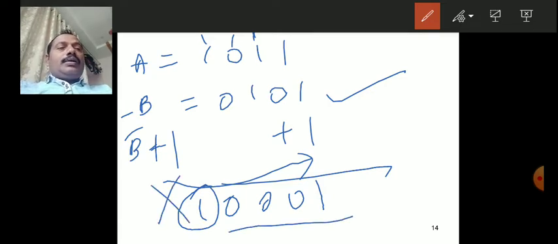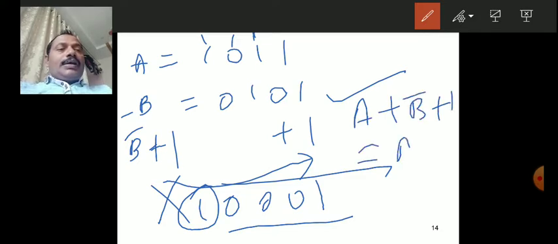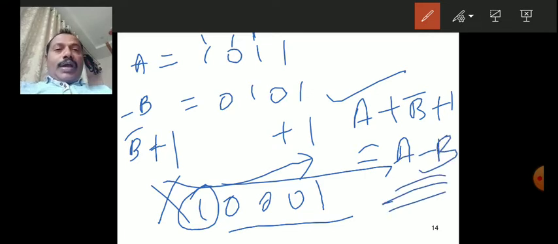So you got the result. That means using the addition circuit, we are able to get the subtraction result. That means A plus B bar plus 1 is A minus B. This is the important thing we have seen in the previous class.